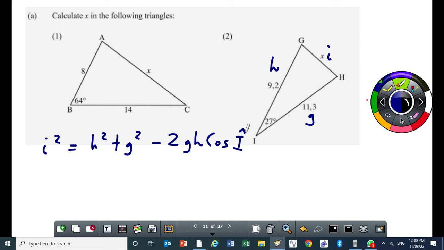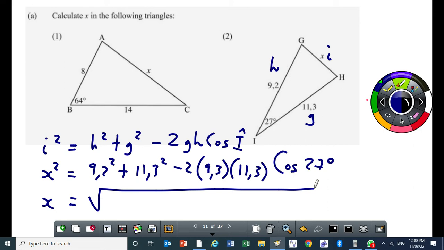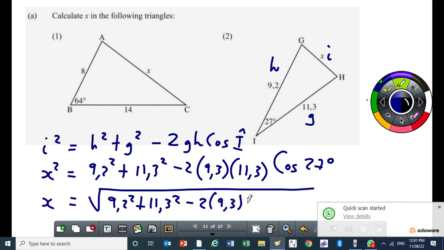Now, what you want to calculate is x, so it will be x squared. Now I'm going to substitute. So 9.2 squared plus 11.3 squared minus 2 times 9.2 times 11.3 cosine of 27 degrees. Then you take square root on both sides. There is no need to put this in the form x squared equals, there is no need. So say 9.2 squared plus 11.3 squared minus 2 times 9.2 times 11.3 cosine.